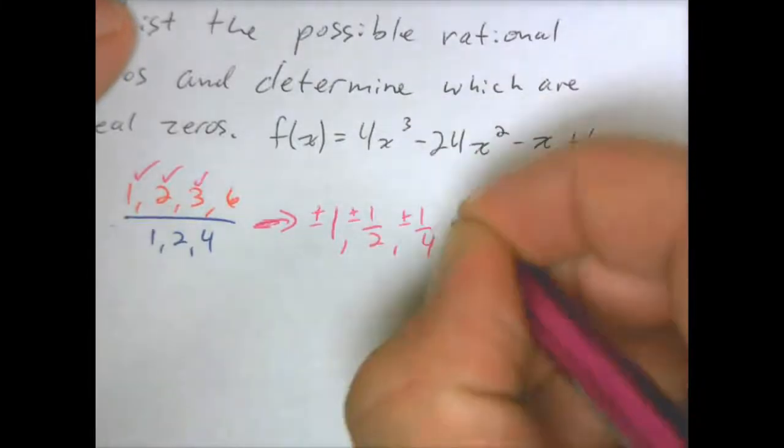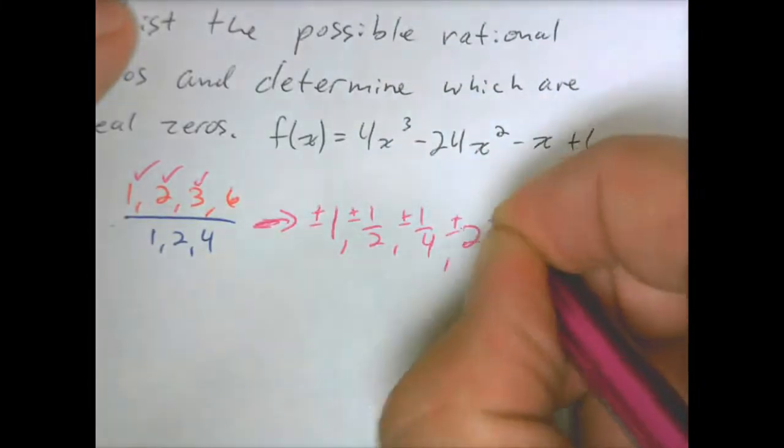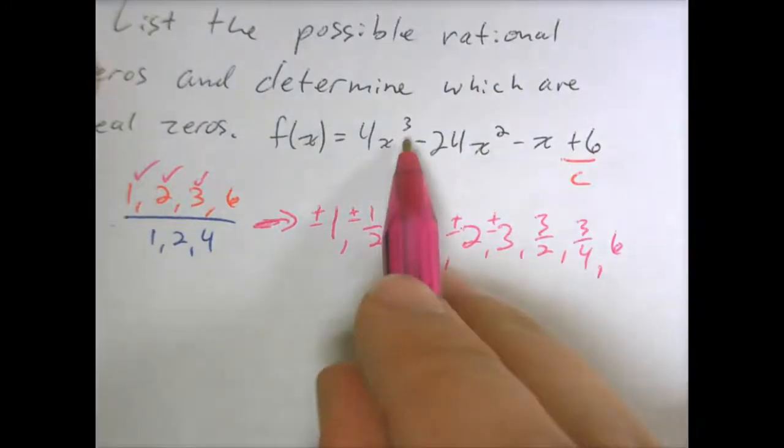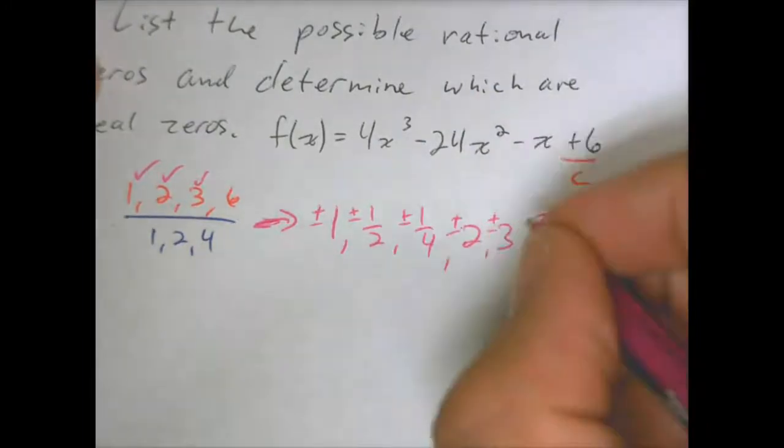So these numbers are just what's possible. They are not your actual zeros. This one is only going to have a maximum of 3 zeros. They are just the ones that it could be.